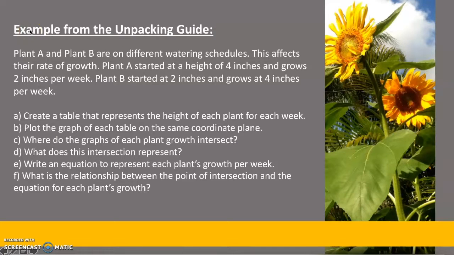This is an example pulled from the unpacking guide for standard 8EE8. In the example, there are two different plants, and they start at different heights and they grow at different rates. So they have different y-intercepts and different slopes, and students are supposed to be able to create a table, plot a graph, find the point of intersection, and explain what it means in context. They're supposed to be able to write an equation, and these are the sorts of things that we're going to do in this video with another real-world problem.